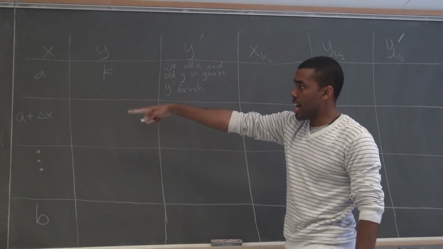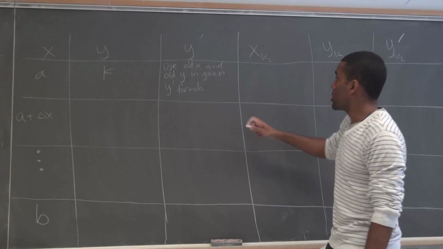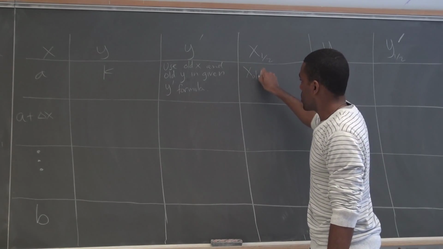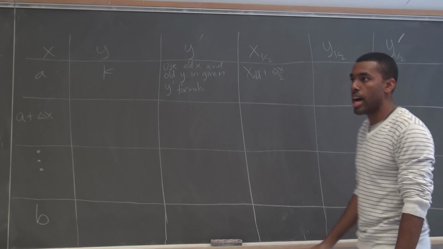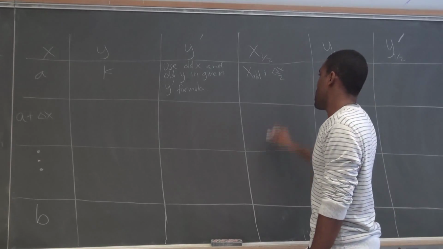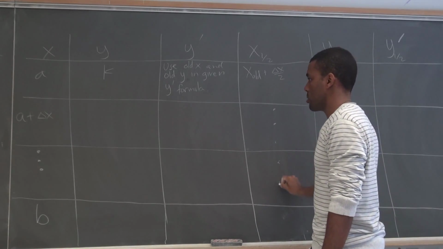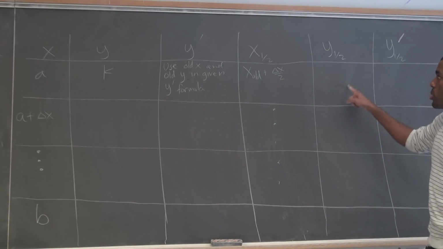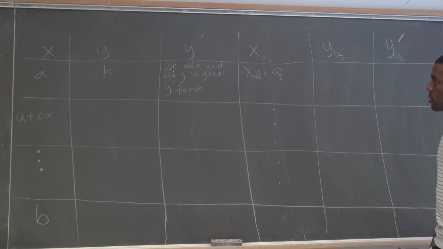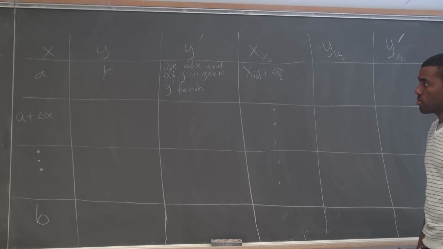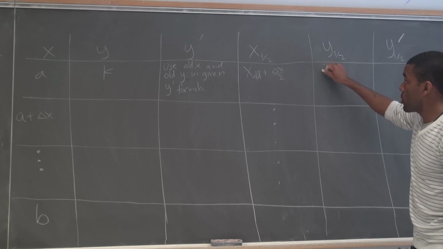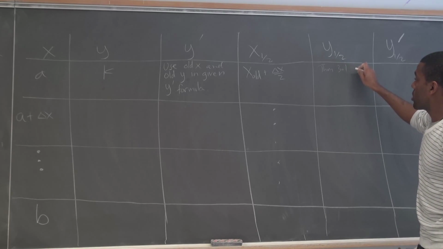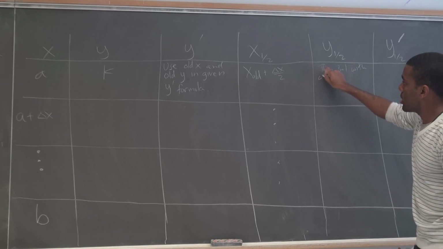For x half, you just take a half step with what you get over there. So this is the x old plus delta x over 2. You just take the half step, and that is filled out in the same way. To compute y half, what do you do? Almost. Use theorem 3.1 with your delta x over 2.